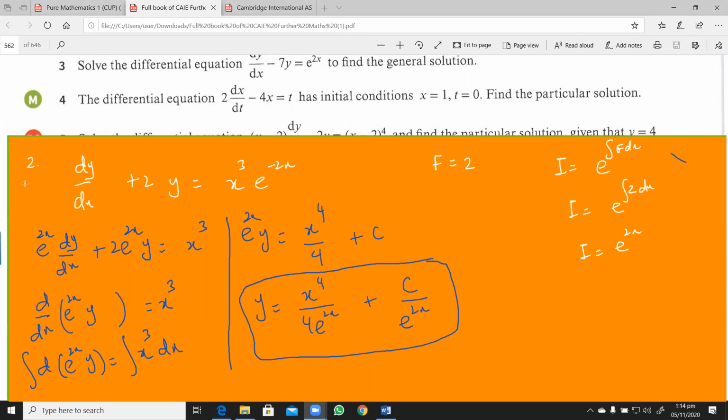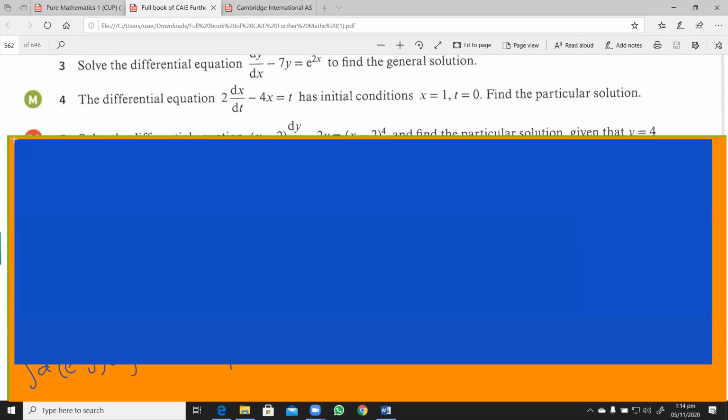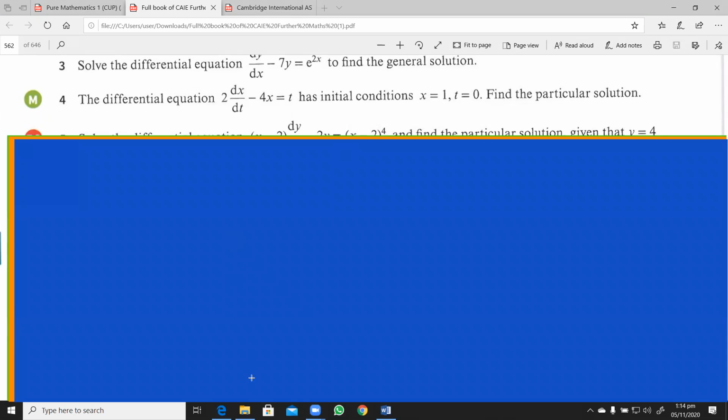So this time, let's do this on a blue screen. First, you give it a try and then I'll do it. Okay, we have this fourth question. This is 2 dx by dt minus 4x that is equal to t. Now the first thing is that we don't like this 2 over here, so we need to divide the whole equation by 2. So this is dx by dt minus 2x, that is going to be half t.